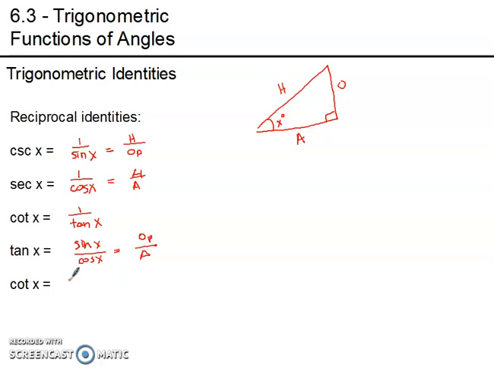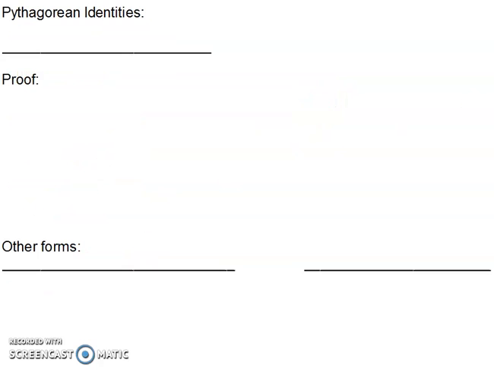Cotangent then, if it's the reciprocal, would be cosine of x over sine of x. Or, talking about our triangle, it would be the adjacent side over the opposite side. So these are the 6 total trig functions that we have. We have sine, cosine, cosecant, secant, cotangent, and tangent. There are lots of other identities that are extremely important when it comes to trig functions.